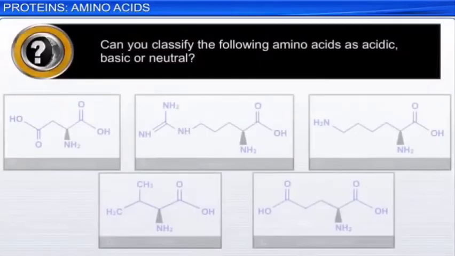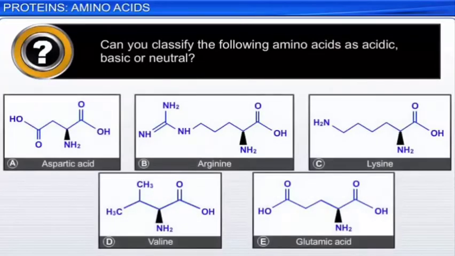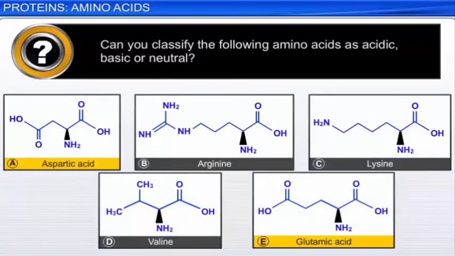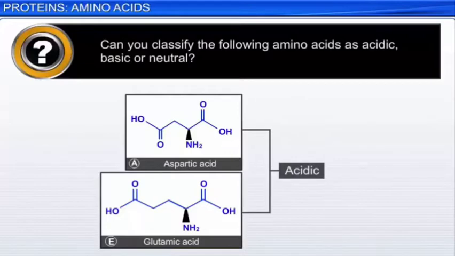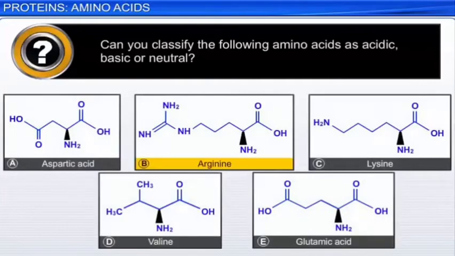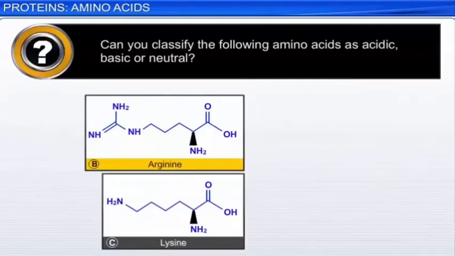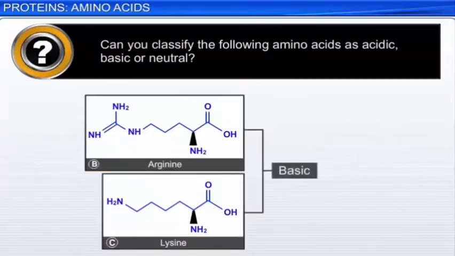Can you classify these amino acids as acidic, basic, or neutral? Look carefully at the structures. Molecules A and E, which are aspartic acid and glutamic acid, are acidic. Each has 2 carboxylic groups and 1 amino group. Molecules B and C, which are arginine and lysine, are basic. They have multiple amino groups but only 1 carboxylic group.